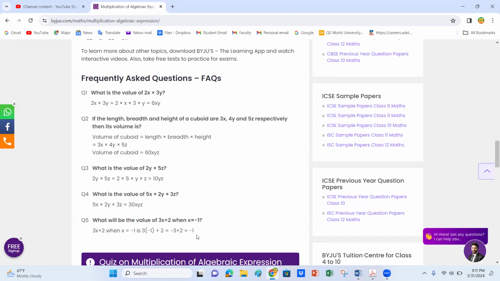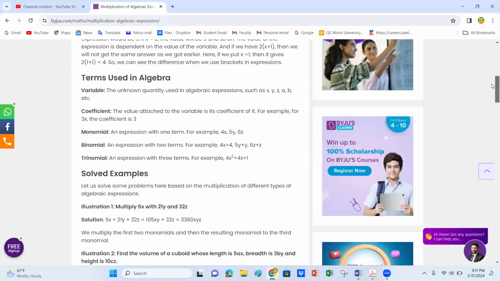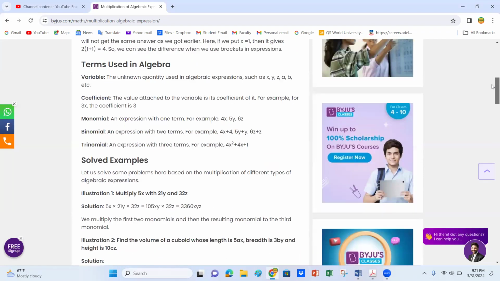If you feel any problem, then ask me, and we will discuss more about the expressions. That is just the simple multiplication of the terms in algebraic form.